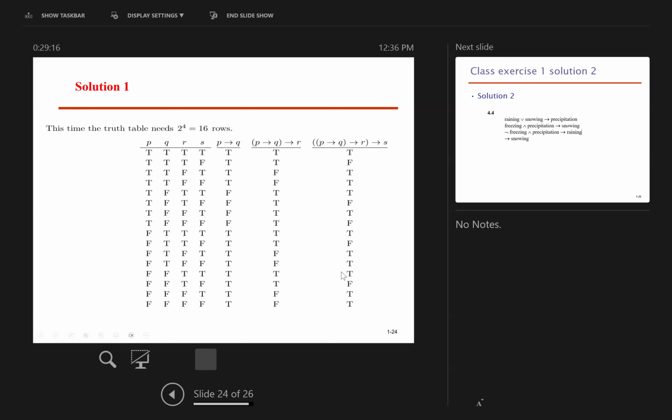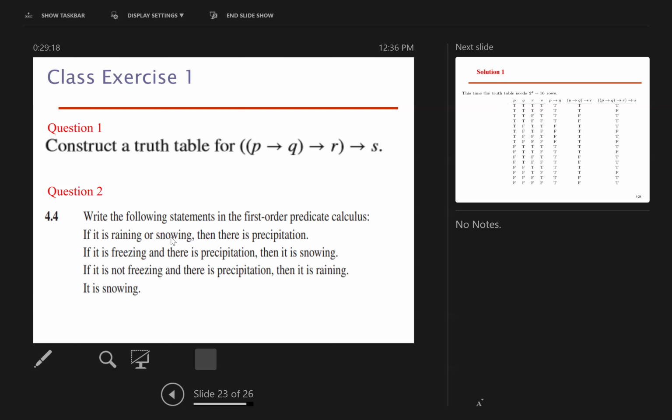So the next question I think is more easy. Write the following statement in first order predicate. Remember, it will be only the predicate and the argument parameter. So if it is raining or snowing, so we have or. So that's disjunction. And "and" will be conjunction. So if it is raining or snowing, then will be the implication. So that's all we have to know.